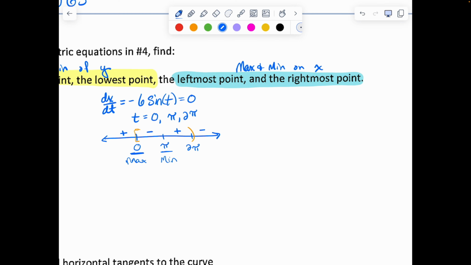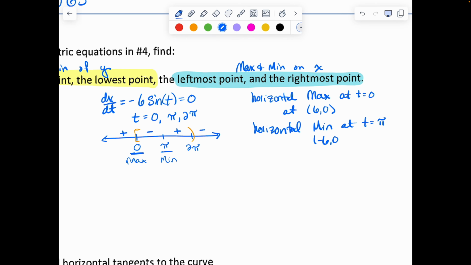So now let's write out what I found. We have a horizontal maximum at time 0, at the point 6, 0. I should say at, not when. I have a horizontal minimum at time equals pi, -6, 0.